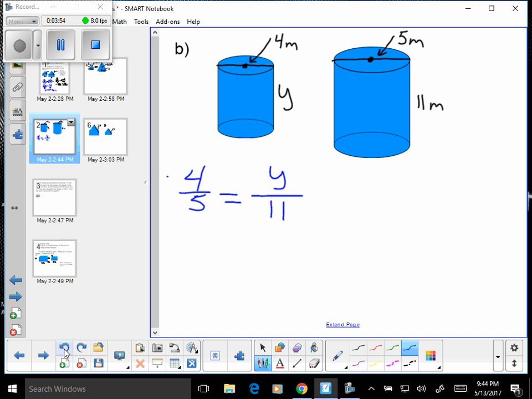I'm going to take those dots out, because otherwise you might think they're decimal points. Now I'm going to go with my cross product of 5y equals 44. And I will divide both sides by 5. Y is going to equal 8.8 meters.